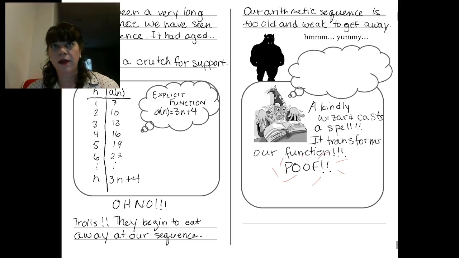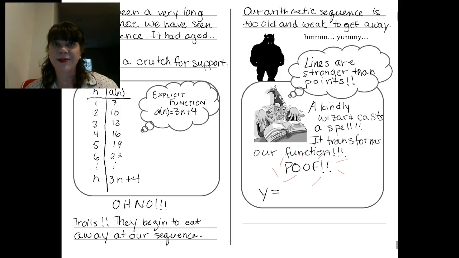So here was the spell that the wizard cast. Here's what he's thinking: he knows lines are stronger than points. So he's going to transform our function into a strong line instead of points. Okay, so what does our new function look like? Here it is. Y, not a function anymore. It's a Y. So we're not using function notation.